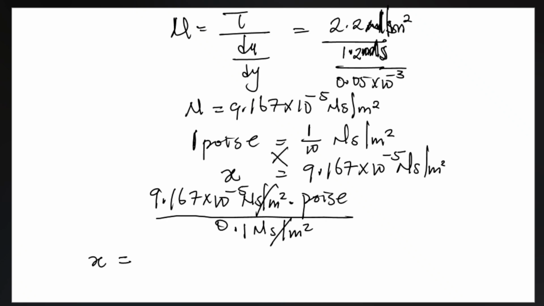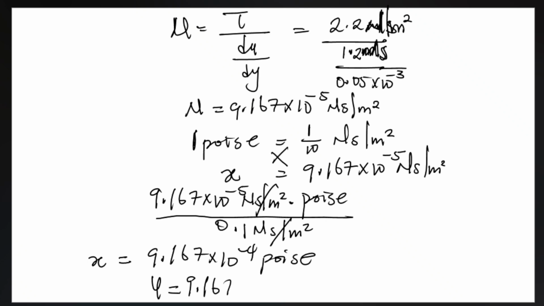you will simply have that your x will be equal to 9.167 times 10 raised to the power of -4 poise. So this will be the unit for our dynamic viscosity, and the value for your dynamic viscosity will finally be 9.167 times 10 raised to the power of -4 poise. Are we together? Now we've seen the reason why we had to put x here, such that we'll have the value in poise.